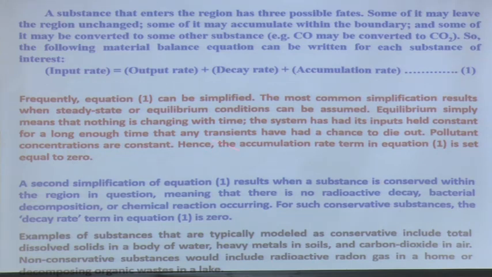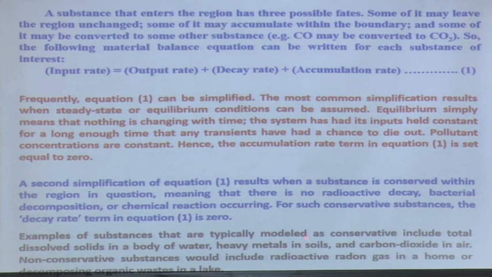A second simplification of equation 1 results when a substance is conserved within the region in question, meaning there is no radioactive decay, bacterial decomposition or chemical reaction occurring. That means there is no change in the material. Simply, I have a silicate material that is just passing through. So in this case, input rate is equal to output rate. If there is a decay, I have to consider how much the decay is. If there is an accumulation, I also have to consider the rate of accumulation. So the rate becomes a very important parameter.